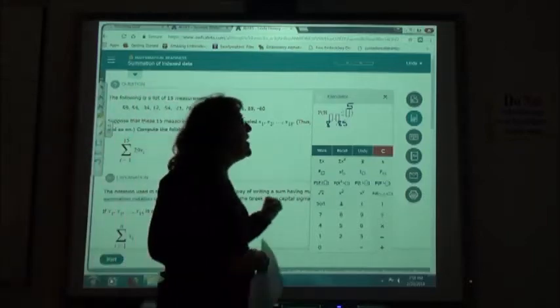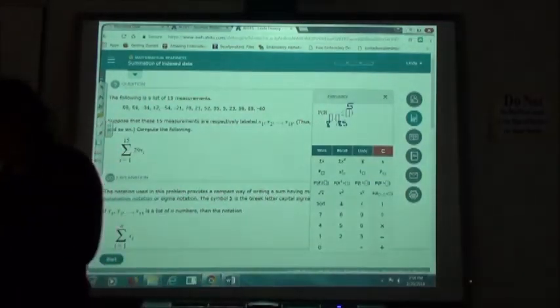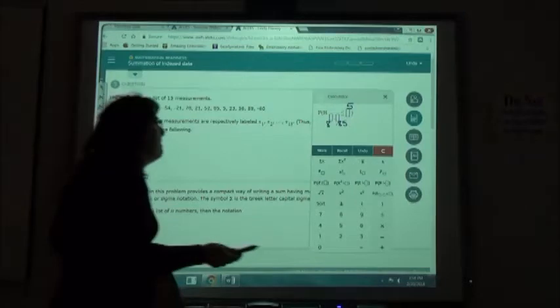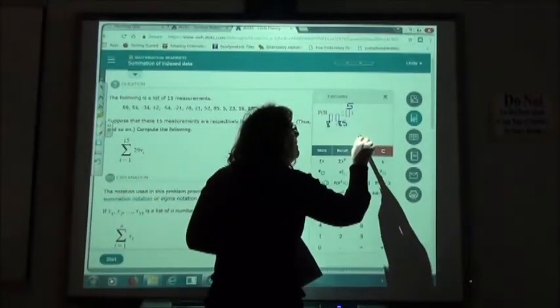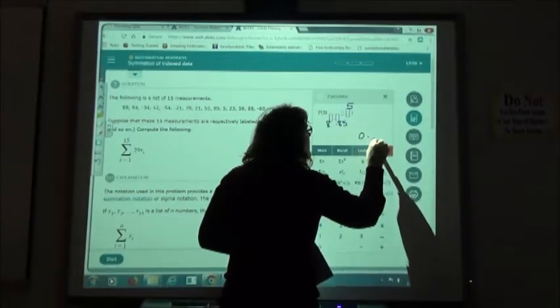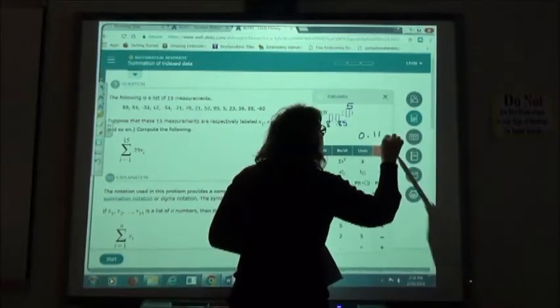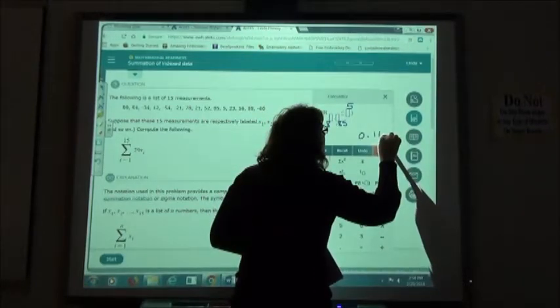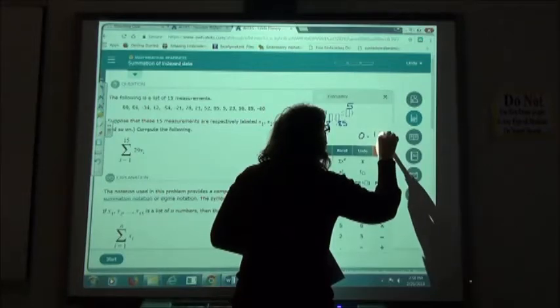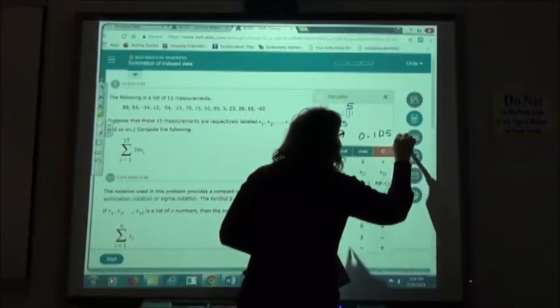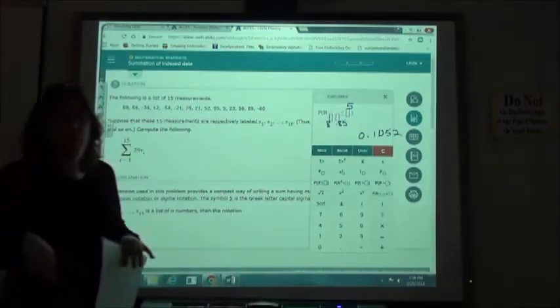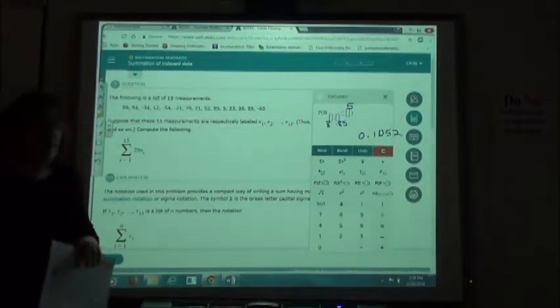When you put that in and hit enter, what do you get? 0.11. You get what? 0.11. Keep going. It's like 0.1052. 0.1052? Yep. Okay. Always want to go to 4 decimal places and round off at the end.